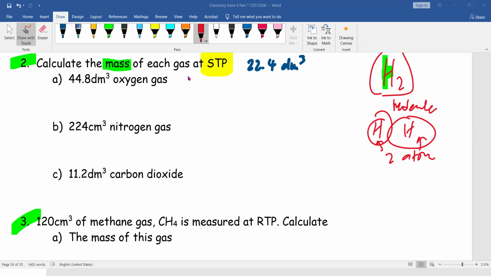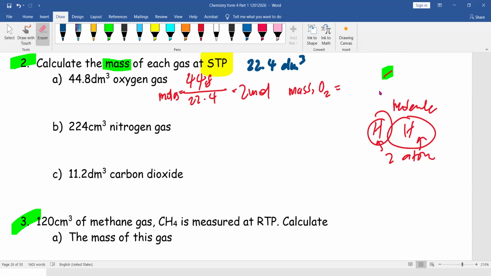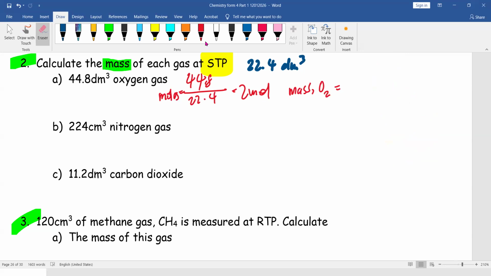So this one, 44.8, amount of moles is volume over molar volume. So then you get 2 mole, right? But the question is asking you for the mass of oxygen. Remember, oxygen is O2, not O. O2 is 32, so you take 2 multiply 32, you get 64 grams. Do you get it correct? Yeah. Okay.